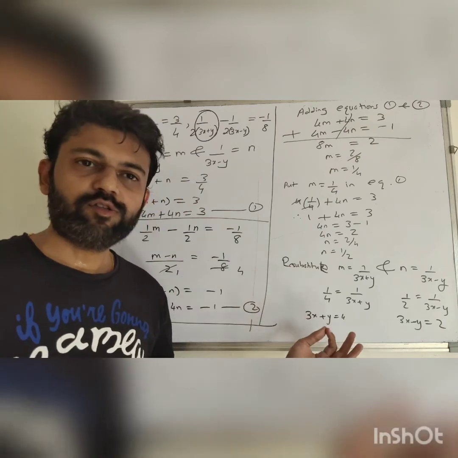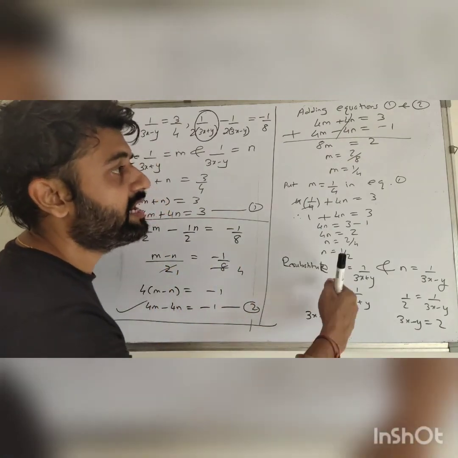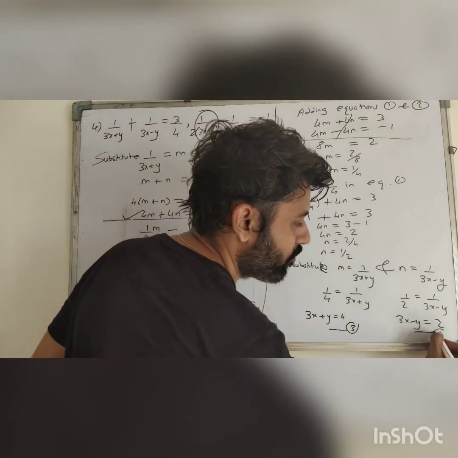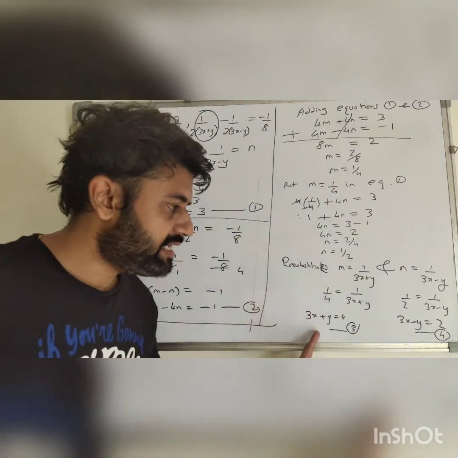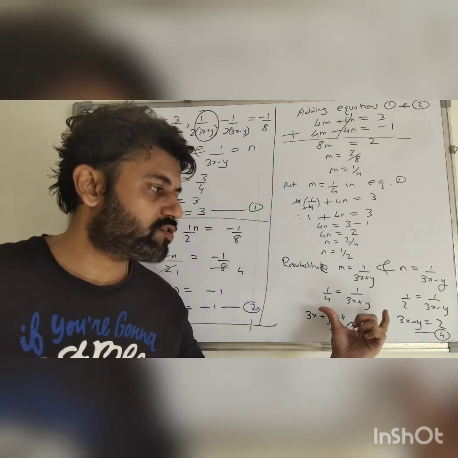We are not getting the values of the two variables x and y. We'll have to solve them further. So let's number it again. Equation number 3 and equation number 4. Remember, equation number 3 is 3x plus y is equal to 4 and equation number 4 is 3x minus y is equal to 2. We will solve them further now.